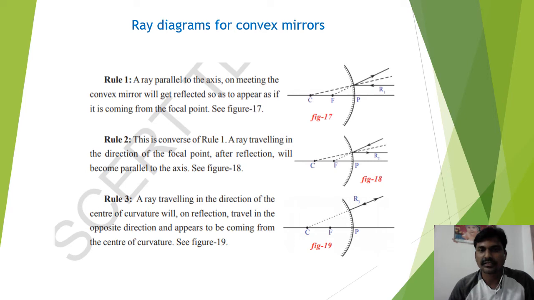Same rules for convex mirrors for ray diagrams. In the first case, when the incident ray is parallel to the principal axis, the reflected ray appears to be coming from the focal point. In the second case, when the incident ray is coming towards the focal point, the reflected ray will be parallel to the principal axis. In the third case, when the incident ray is coming towards the center of curvature, the reflected ray appears to be coming from the center of curvature.